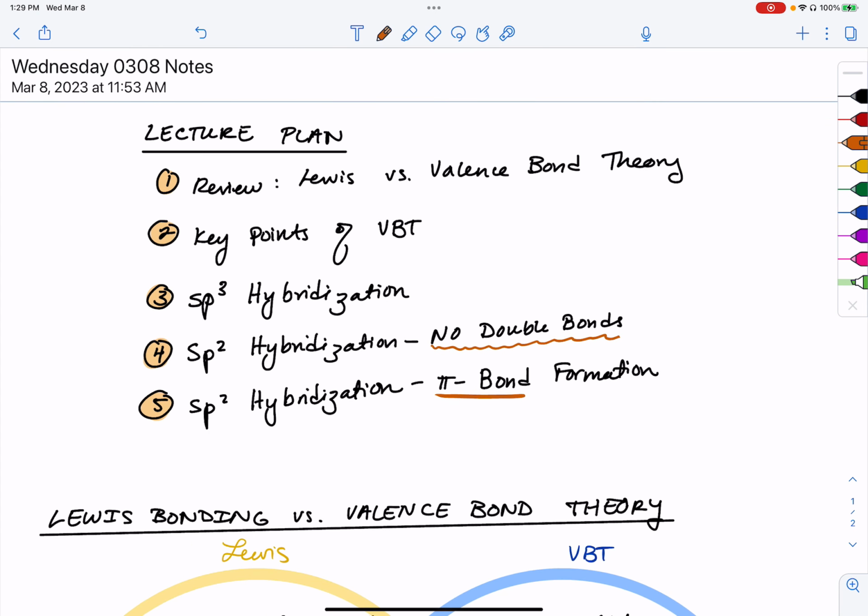So in video 2, we're going to go over those key points. So we're going to review this general definition as seen below. And then from there, we're going to go into more detail about our different types of hybridization, sp3 and sp2 today, where we're going to make a distinction between complexities in sp2 hybridization toward the end of the lecture.